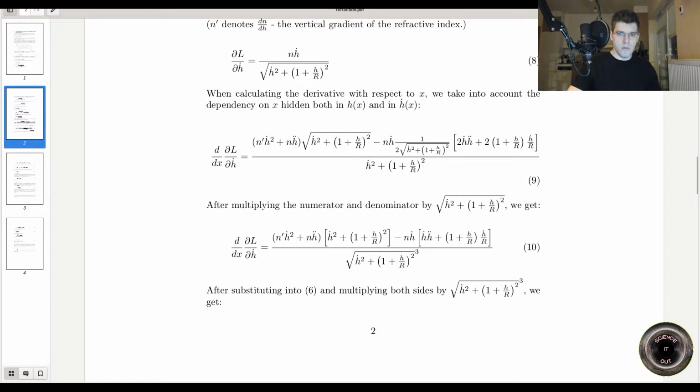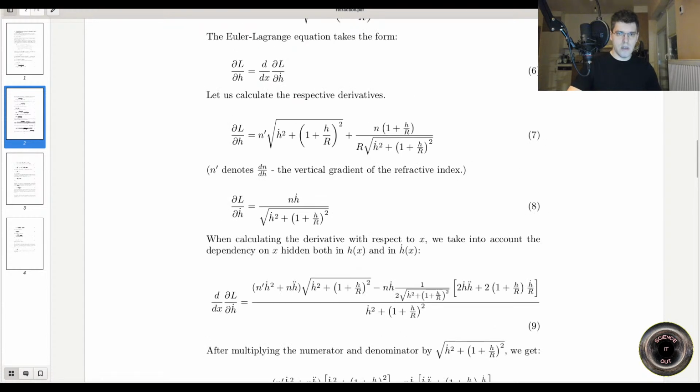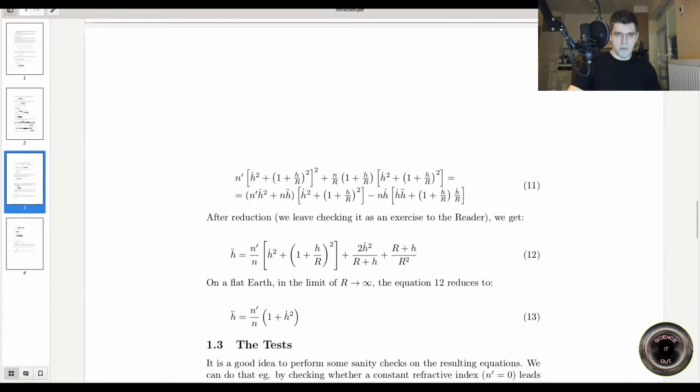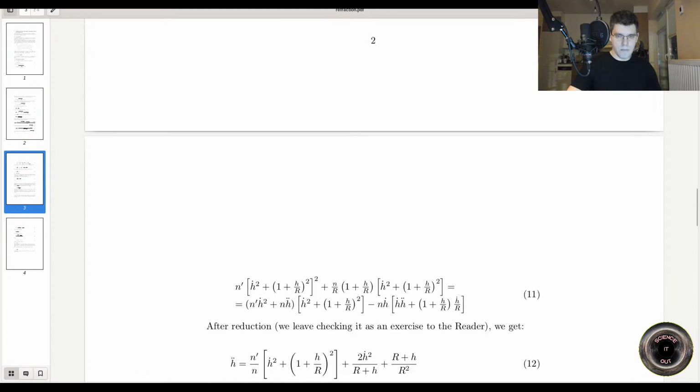Okay, and then we substitute this into equation 6, which is already this Euler-Lagrange equation. Okay, and the left-hand side is this. So if we multiply both sides by this square root to the third power, we have something very ugly. I'm just looking if this makes sense.